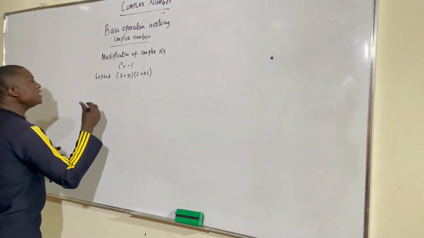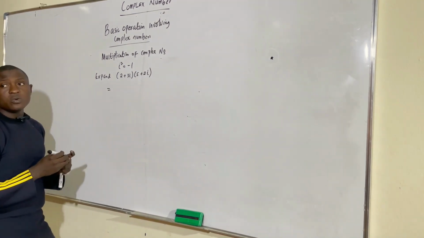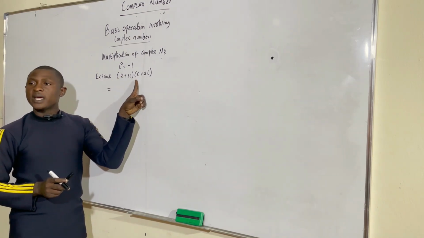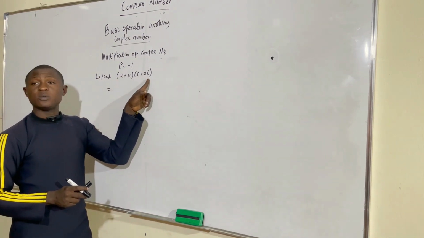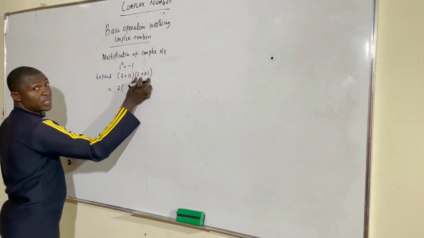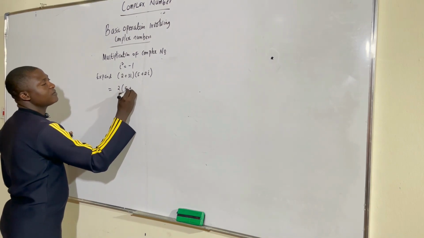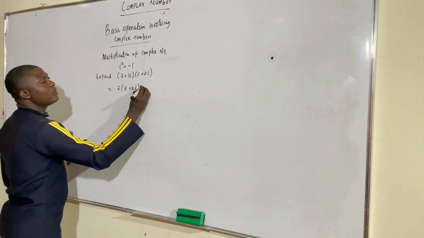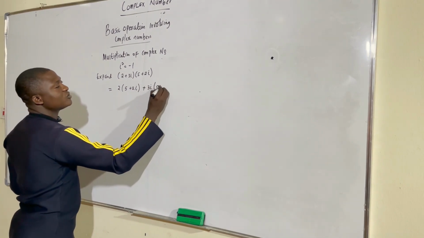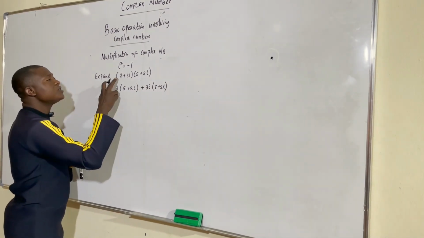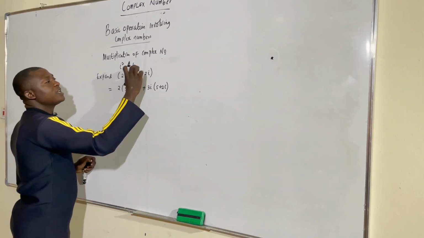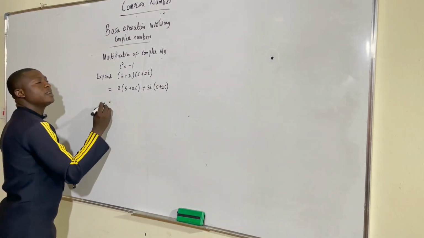Now, let's expand. Simple expansion, meaning 2, we multiply these two, right? 3i, we also multiply these two. That means this is nothing but 2 bracket of what we have here, that is our 5 plus 2i, plus this, that is our 3i bracket of our 5 plus 2i. We are just trying to expand. Using the first number here to multiply these two, using the second number here to multiply these two here.